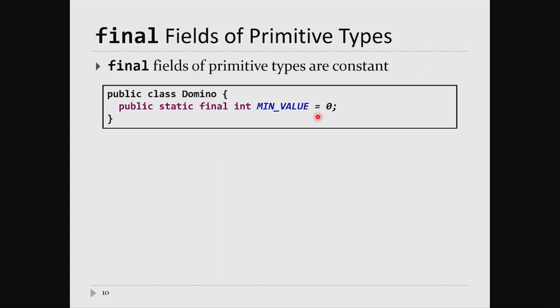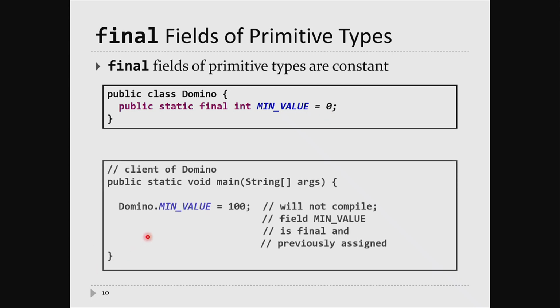Okay, so if you have a primitive static final field, then it really is constant. So here I've got public static final int, so its type is int, and I've assigned it a value. I can't give it another value because it's final. So this is really fine. This really is a constant. If I try to write Domino.MIN_VALUE equals something else, the compiler won't even compile the program. So this error will be caught at compile time. And the compiler will complain that MIN_VALUE is final and already assigned to. So if you have a primitive public static final field, it really is constant.